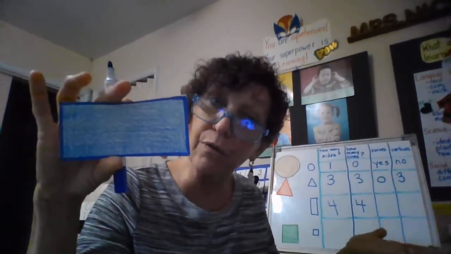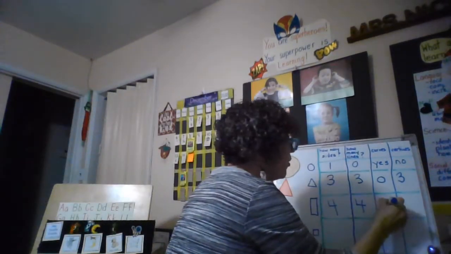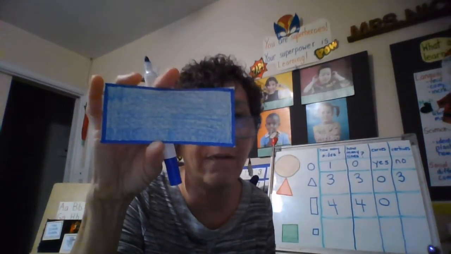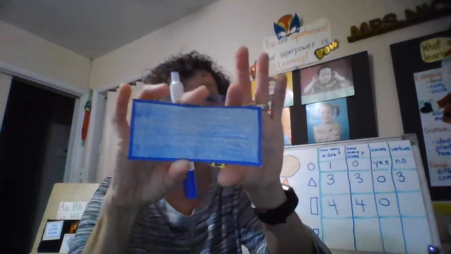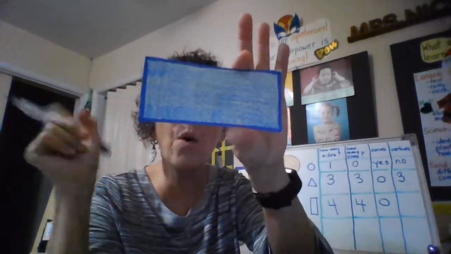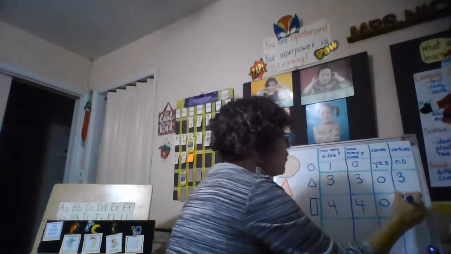How many curves does it have? Does it have a curve? No, no curves, so 0 curves. And how many vertices does it have? Remember, those are the points. Let's count them. 1, 2, 3, 4. 4 vertices, so that tells me it's a rectangle. It's a rectangle. And now my last shape.